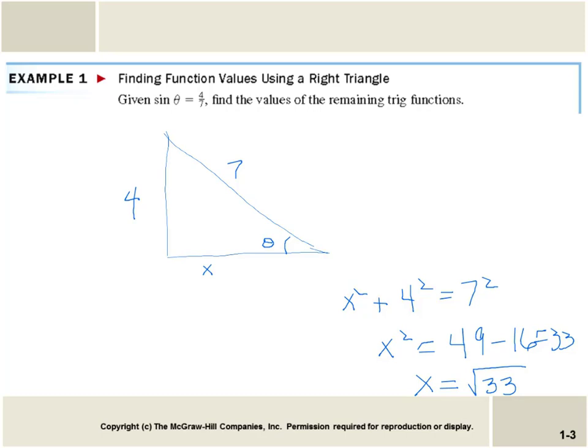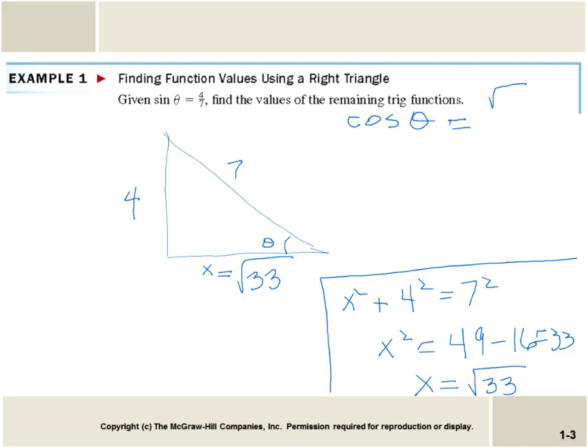Okay, so now, that's cool. I have all my values. And now I can say the cosine. So what is the cosine? So this is equal to the square root of 33. So what's my cosine of theta equal to? Yeah, exactly. Square root of 33 over 7. Right? And so on and so forth. Do you need me to go through all of them? I will if you want me to. Does anybody want me to go through all the trig functions?